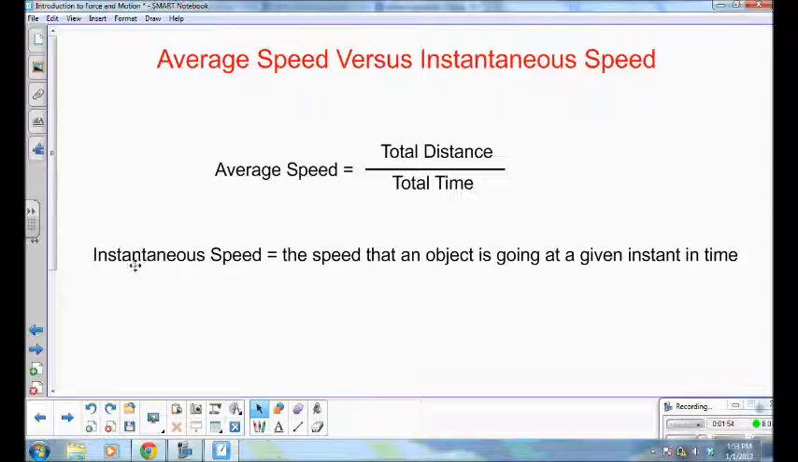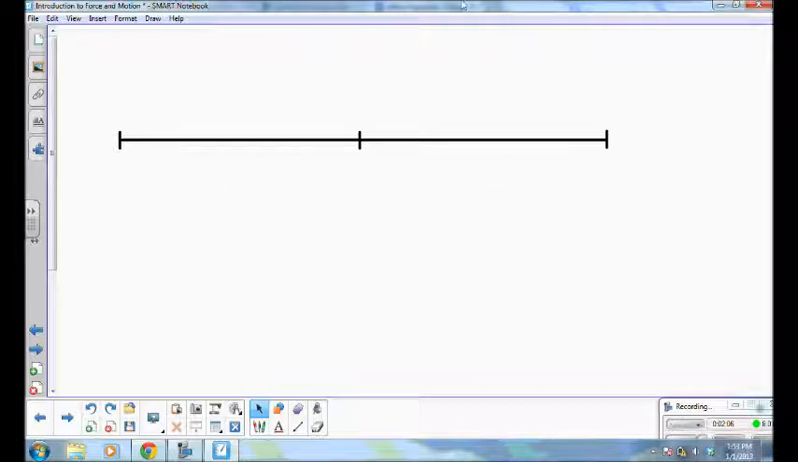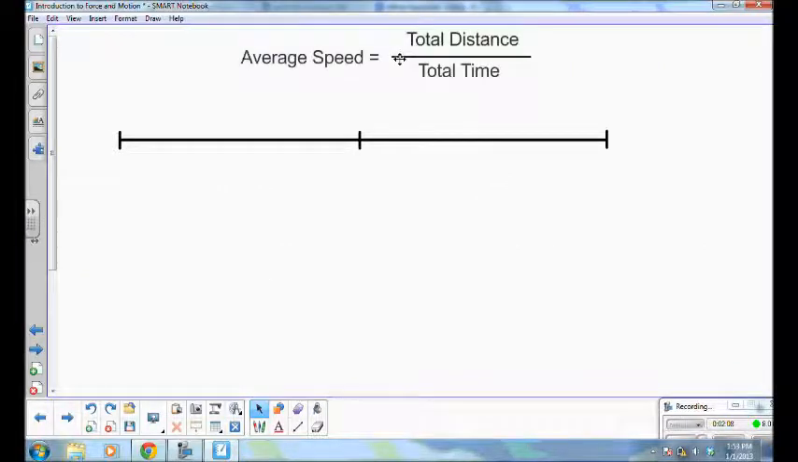However, what we can be doing is looking at different parts of an entire journey, if you will, and calculate the average speed for each of those individual parts. What that might look like is something like this. So again, your average speed is your total distance divided by your total time. Now here's an example of what this looks like. Let's take, for example, right here, your distance is equal to 0 and your time is equal to 0.